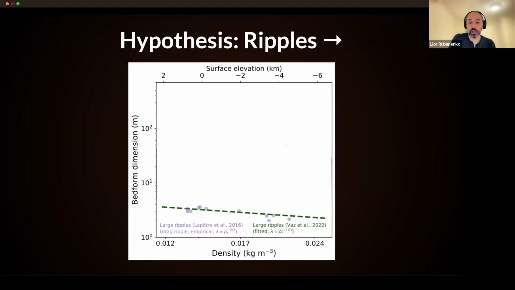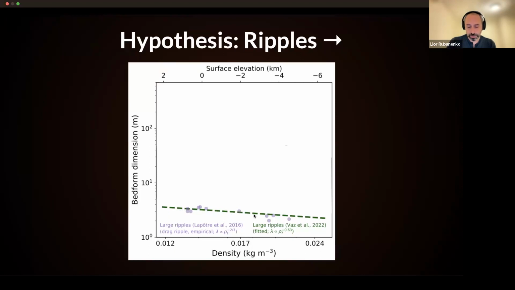The kinematic viscosity, again, is the ratio between the dynamic viscosity and the density. So density is on the denominator. So on the x-axis, we can put density, and on the y-axis, we can put the bedform dimension. And those should be related based on those theoretical laws and also semi-empirical laws and measurements that were conducted on Mars, both by Mathieu Lapotre in 2016 and also more recently by David Vast.